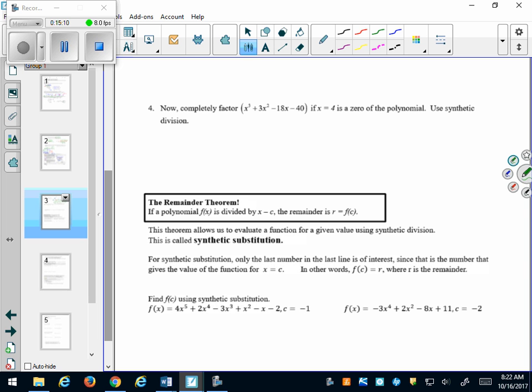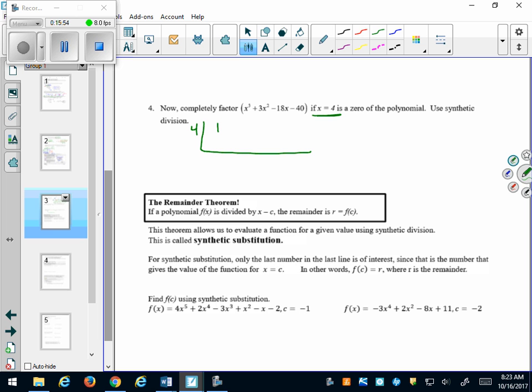All right, so let's do this one. They're telling you x equals 4 is a 0 of this polynomial. Be careful here the way this is worded. They're not saying divide by x plus 4 or whatever. They're telling you that the 0 is 4. So when we do our synthetic division, the actual 4 is going to go on the outside. We're not changing the sign for this one because it doesn't say divide by x minus 4 or x plus 4. It tells you the 0 is 4. So we're actually dividing by 4.